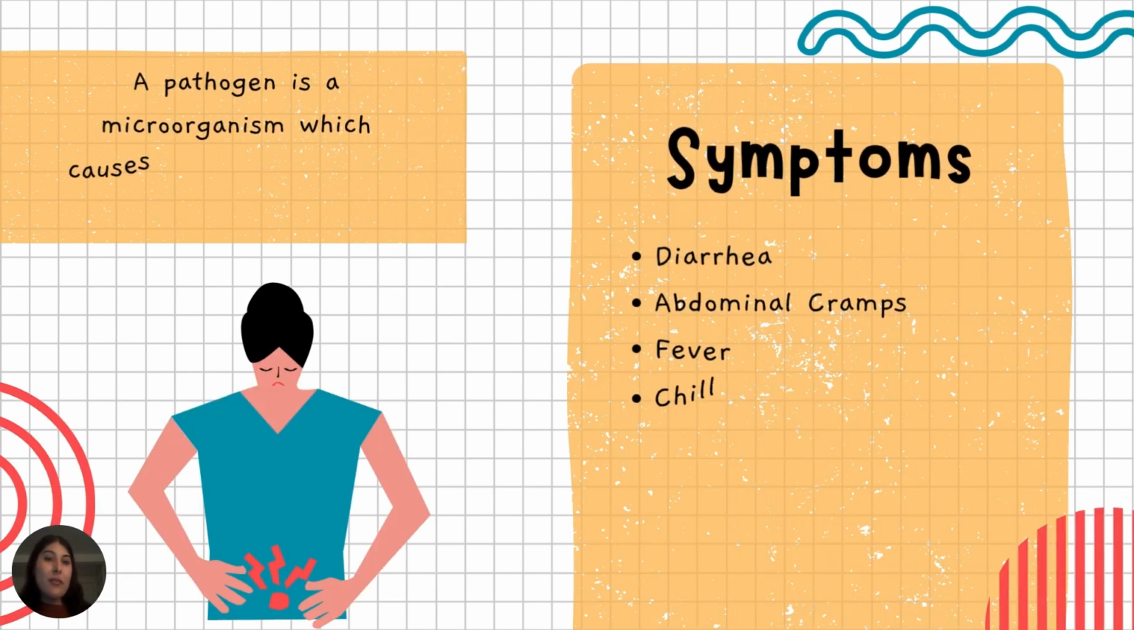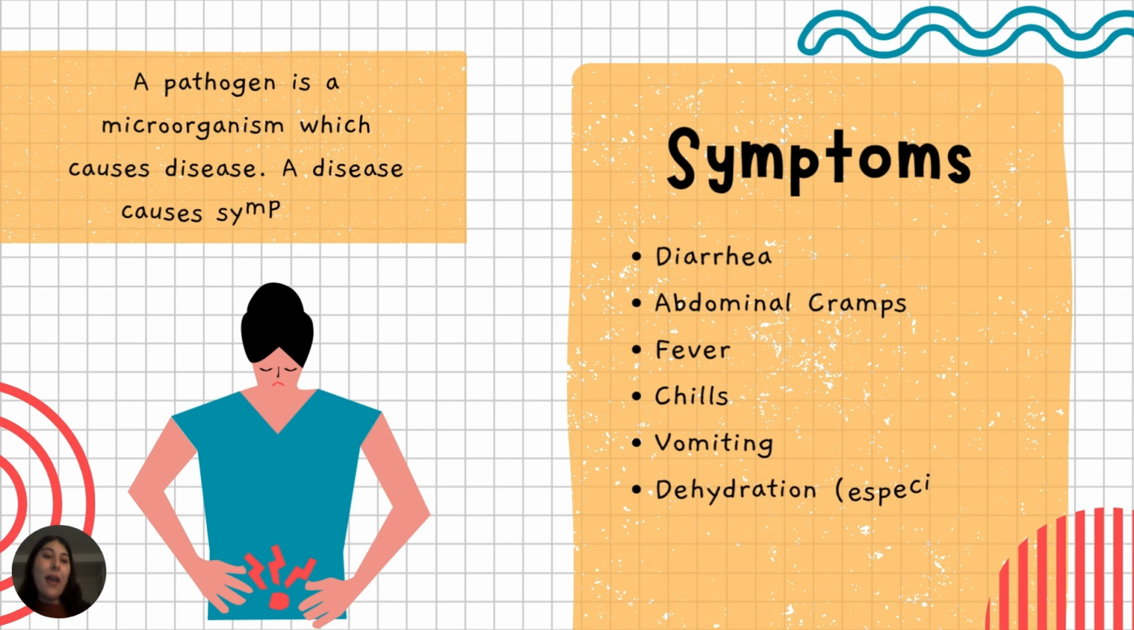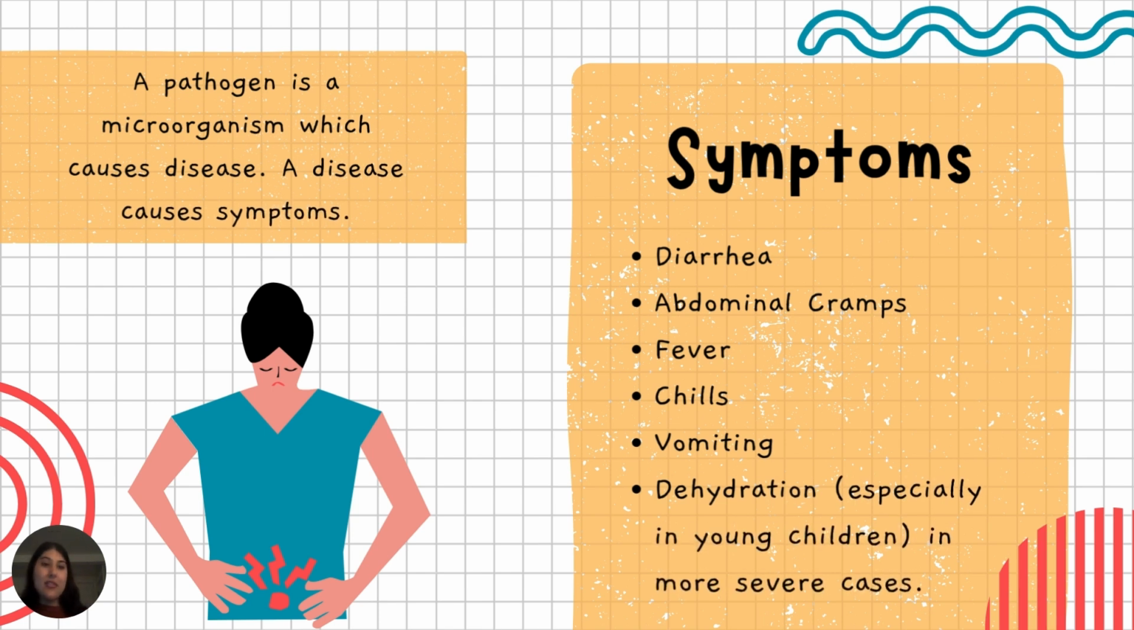Well, let's start. What's a pathogen? A pathogen is a microorganism that causes disease, and diseases cause symptoms. Well, the symptoms of Salmonella typhimurium are diarrhea, abdominal cramps, fever, vomiting, and in severe cases, especially in children, it can cause dehydration.